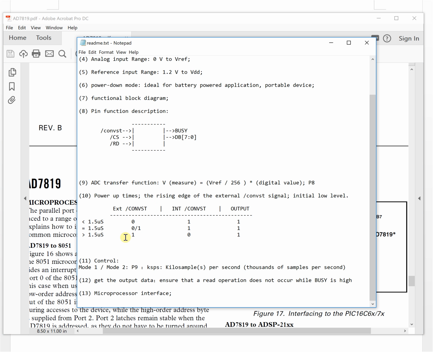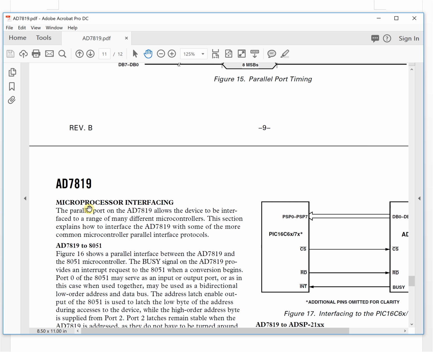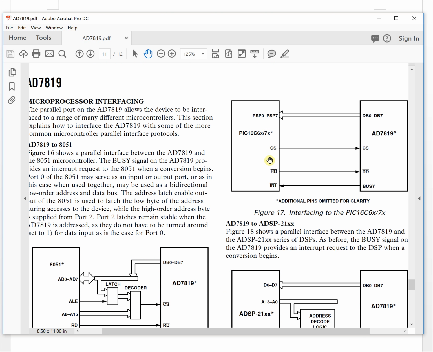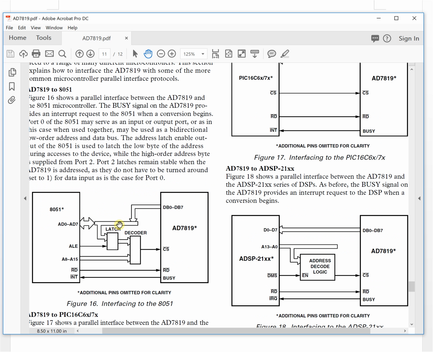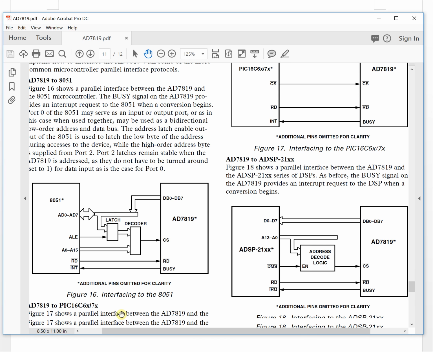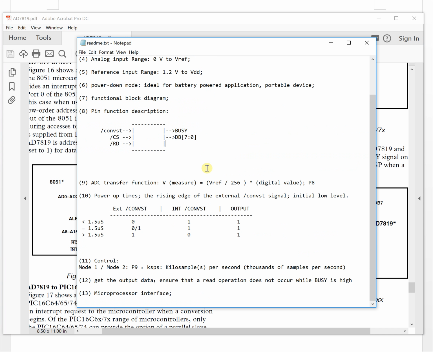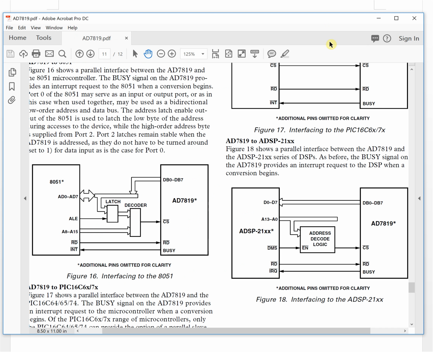Okay, the last thing is the microprocessor interface. This is a microprocessor interface for the ADC. It's a very typical interface, CS and read and interrupt. This is the interrupt, this is data. So this is a microcontroller and something like this. Basically from the data sheet we can get very important information like this, and it's enough for our coding and controlling the ADC chip.